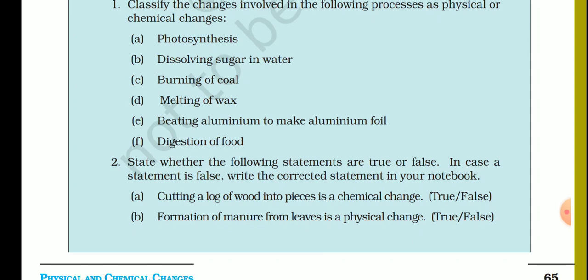Second question, state whether the following statements are true or false. In case a statement is false, you have to write the correct statement.